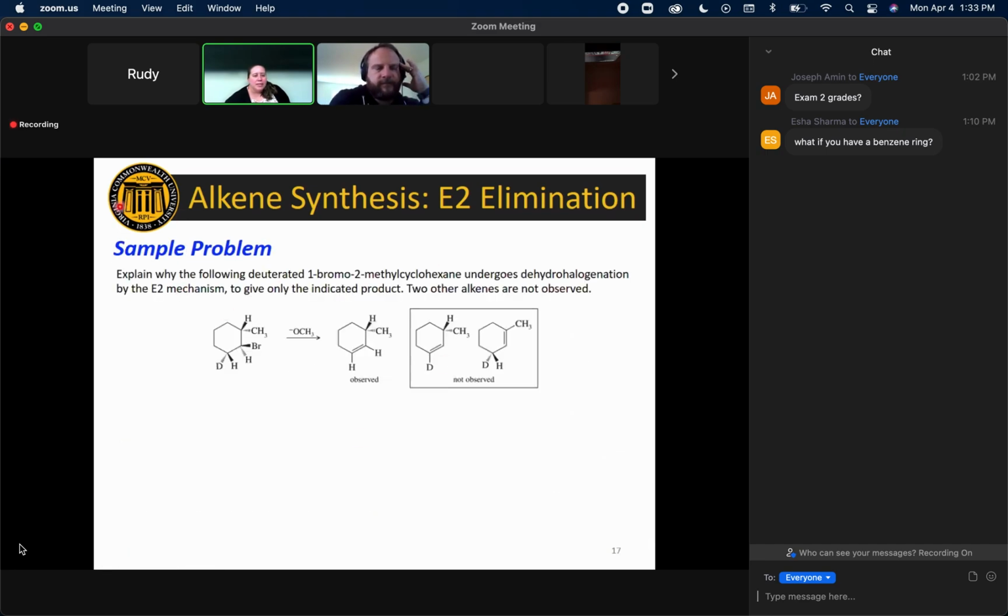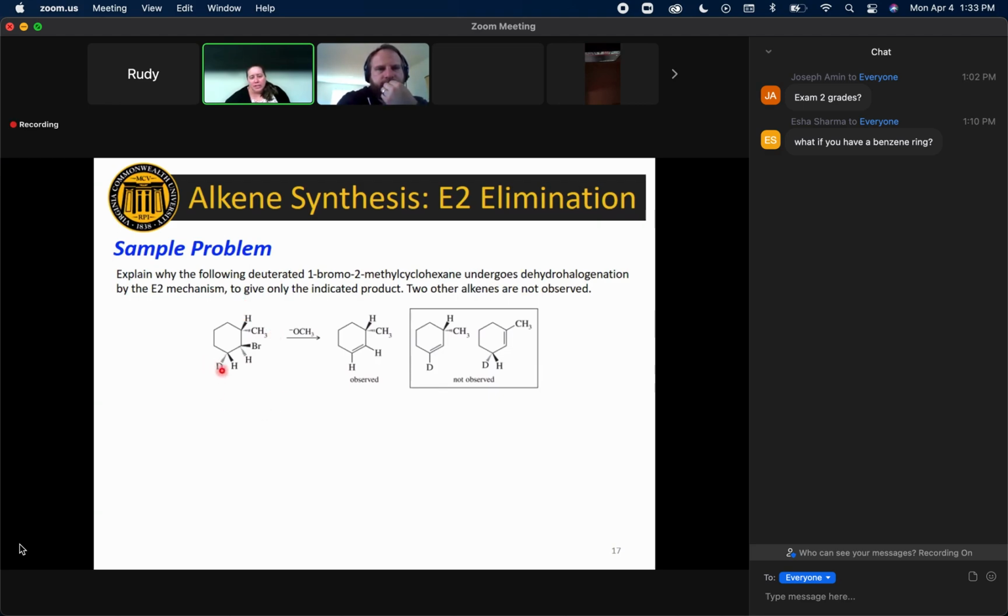Okay, so let's see it in action because it actually does make a difference. Here is a sample problem. And the question here is basically that this substrate, when it undergoes an E2 mechanism, gives only one single product, even though there are 3 different positions that could be deprotonated and 3 different products that could occur in an elimination reaction.